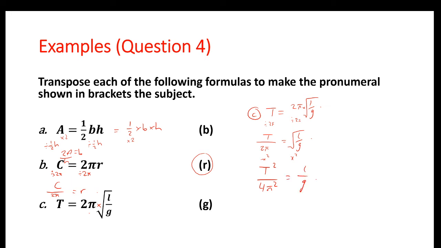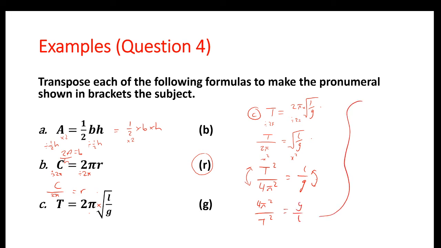Now, I want to get G by itself. So there's a little trick I'm going to do on this one. I'm going to flip this side, so I get the G on the top. And if I do that to that side, I'm allowed to do this to the other side as well. So if I flip one side, I can flip the other side too. So it's going to give me 4 pi squared over T squared is equal to G over L.